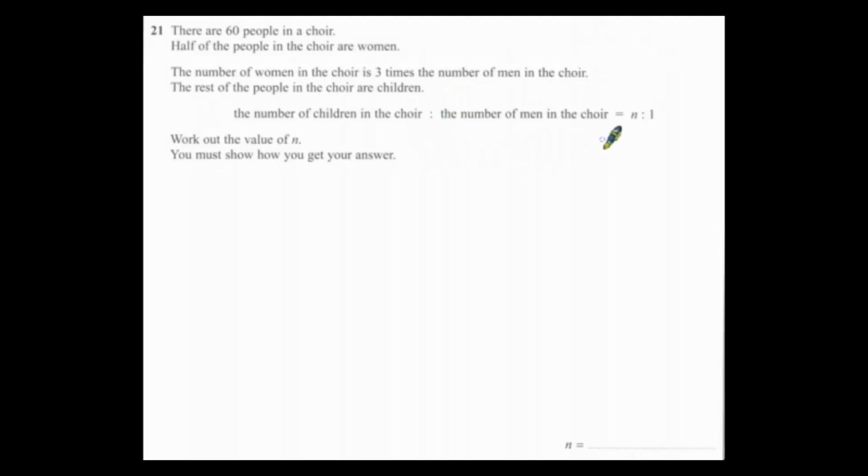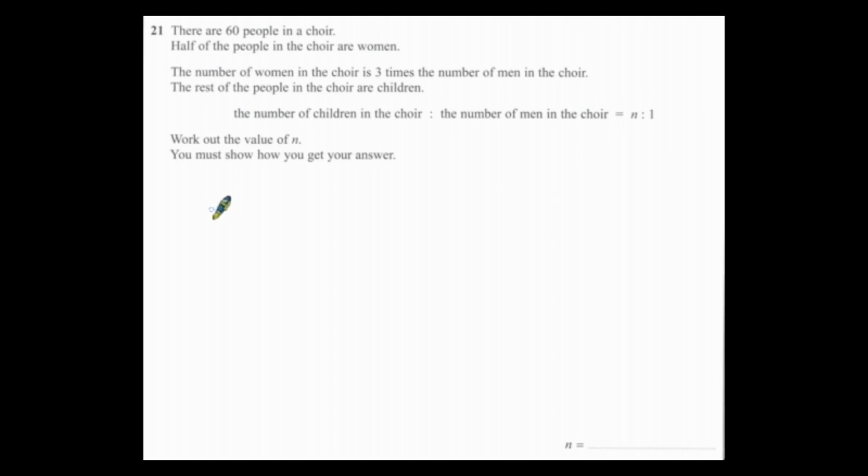In question 21, we are being asked for the value of n in a ratio of n to 1. And it's telling us about a choir. So we know there are 60 people in the choir and half of those people are women. It then says the number of women in the choir is 3 times the number of men in the choir, and the rest of the people in the choir are children. The ratio we are talking about is the number of children to the number of men, and it is in the form n to 1. We need to work out n.